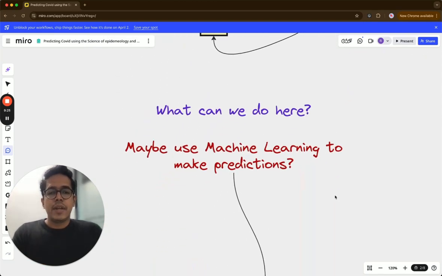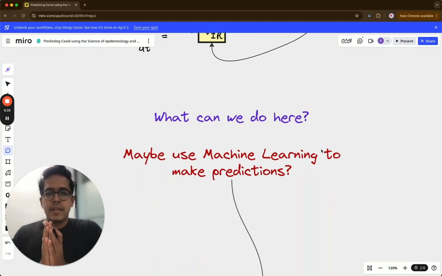So what can we do here? One good solution that we can think of is incorporating machine learning so that we can make better predictions.